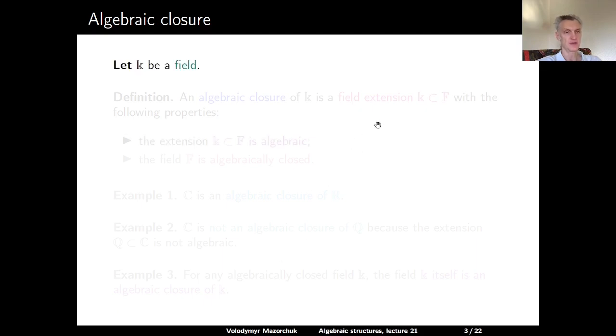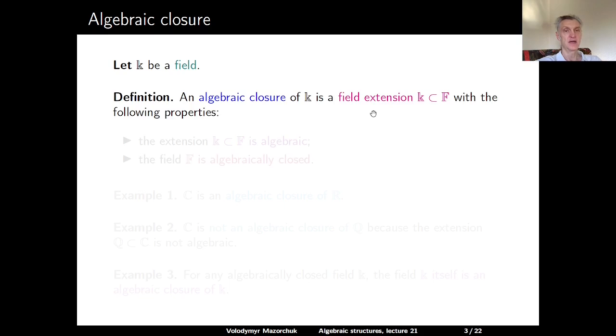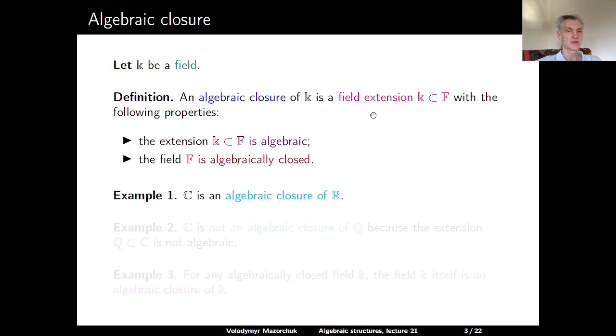So let K be a field. Definition: an algebraic closure of K is a field extension K inside F with the following properties. First of all, this extension is algebraic, and the second property is that the bigger field F is algebraically closed. So for example, the complex numbers is an algebraic closure of the real numbers.